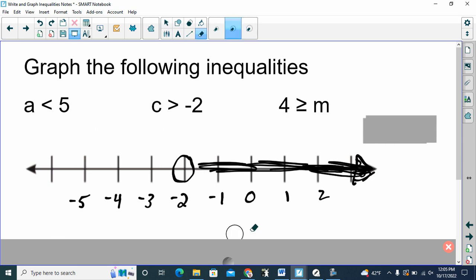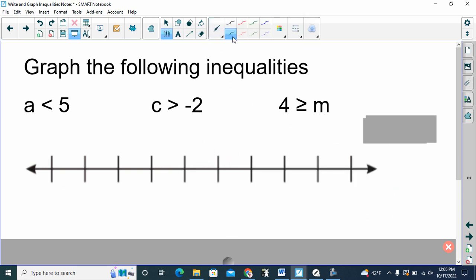Part C. We're given 4 is greater than or equal to m. 4 needs to be on there. So 5, 6, 7 as I get bigger, 3, 2, 1 as you get smaller. Hopefully we can recognize that because of the or equal to symbol, m could be equal to 4. So I want to include 4 in my shading. I show that by using a closed circle.